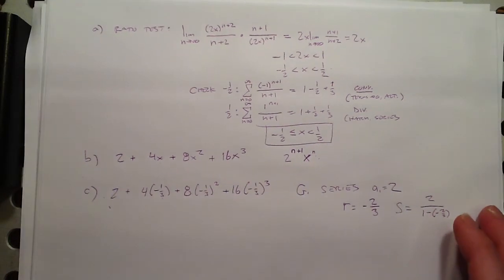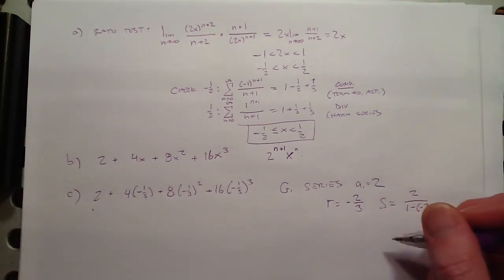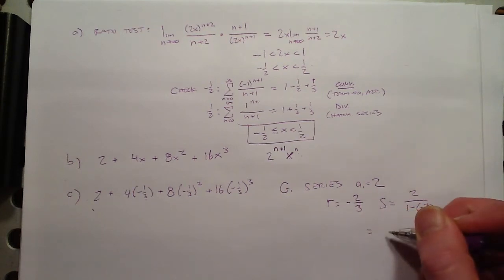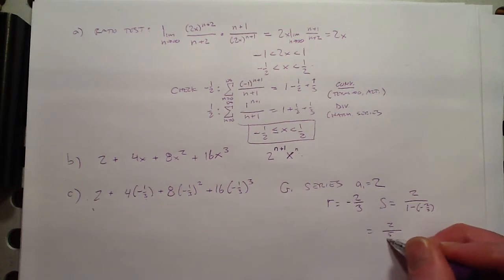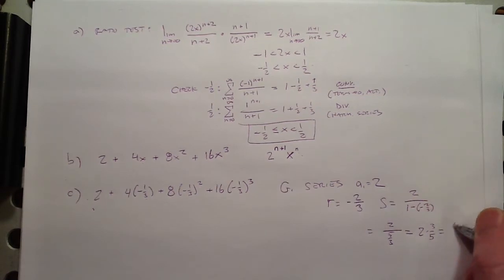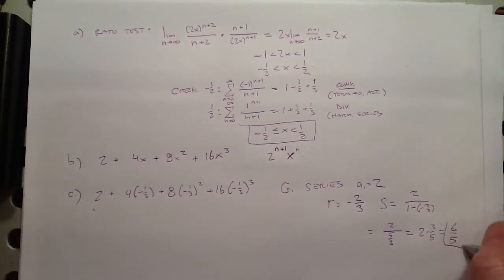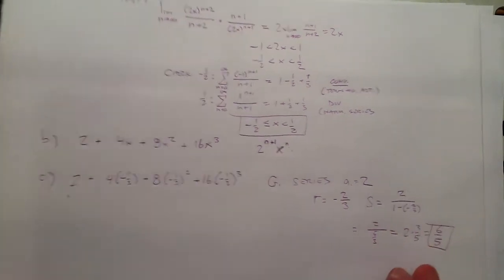right? Sorry, that's a little bit off the screen there. There we go. So that's 2 divided by 1 plus 2/3, which is 5/3, and that's the same as 2 times 3/5, or 6/5. 1.2.